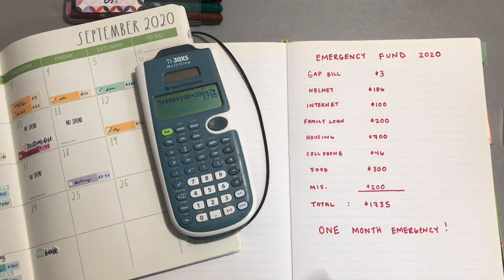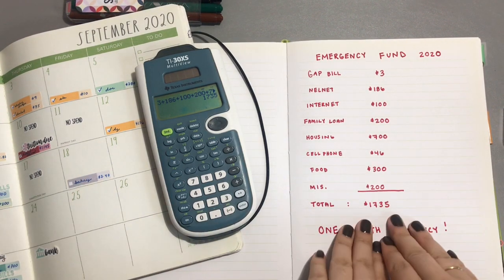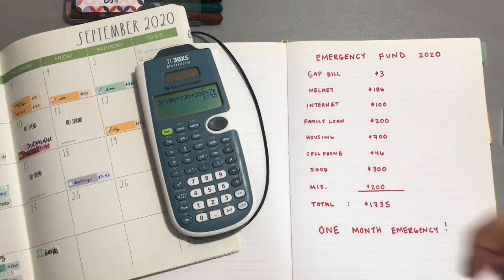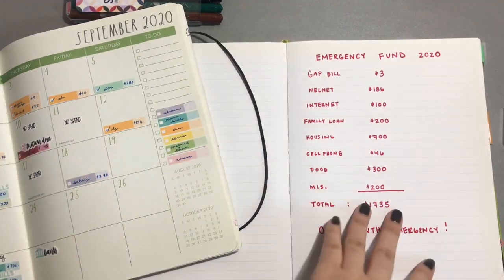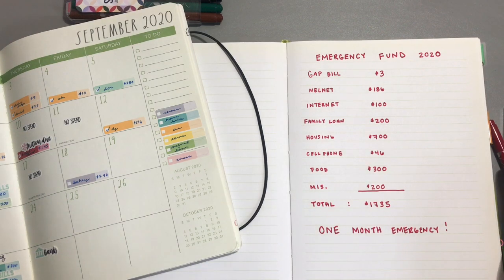And so my goal right now is to work on the $1,000, like Dave Ramsey says, just baby steps. So my goal is not $1,735 right now. It's actually just $1,000, and then after that I'll work up to the one month emergency fund.